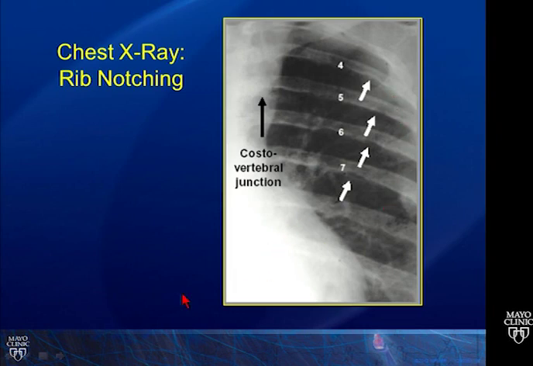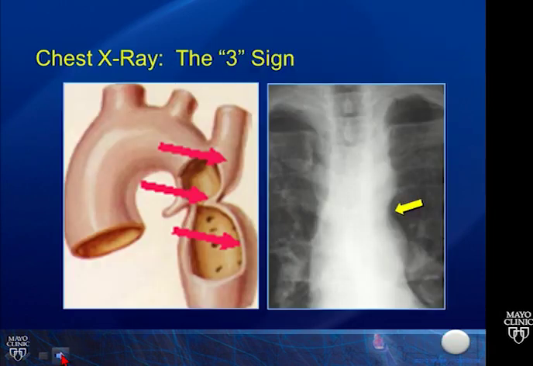This just shows the rib notching that we can see on chest X-ray. It gets eaten away on the inferior aspect of our ribs due to the increased flow and collateralization from the descending thoracic aorta. Here's the reason for the figure of 3 sign. You get dilation of the left subclavian artery, pre-stenotic dilatation and post-stenotic dilatation, and here's that figure of 3 sign on the chest X-ray.